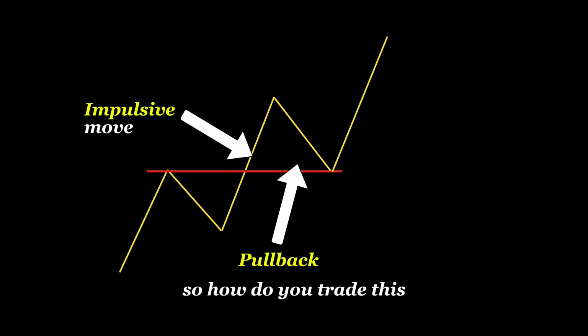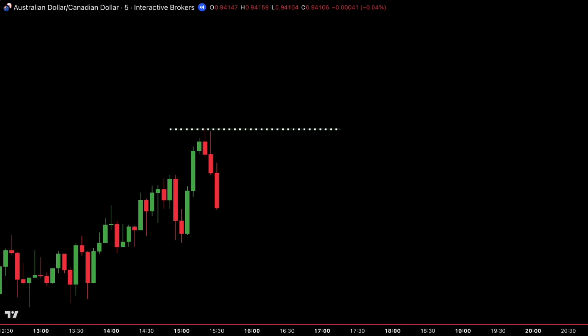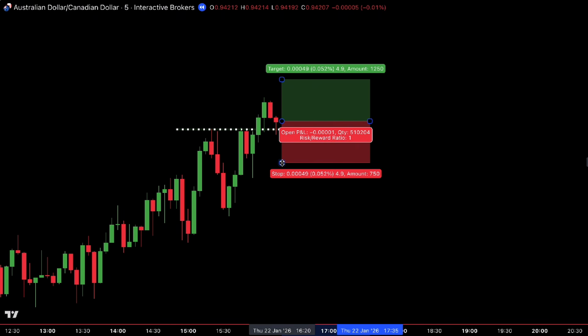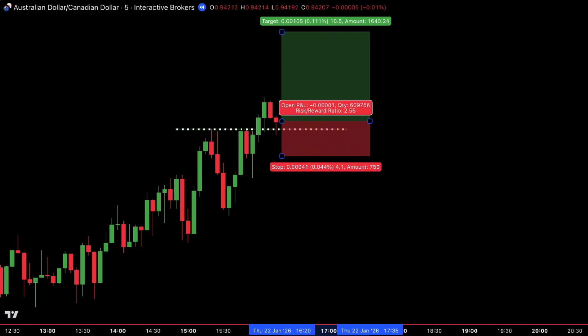So how do you trade this? Look at this example on the 5-minute chart. Price breaks above resistance, then pulls back to the level. As soon as price rejects the level, that's your entry. You place your entry at the rejection candle, your stop loss below the level, and your target at the next resistance. And as you can see, the market moves up as expected.